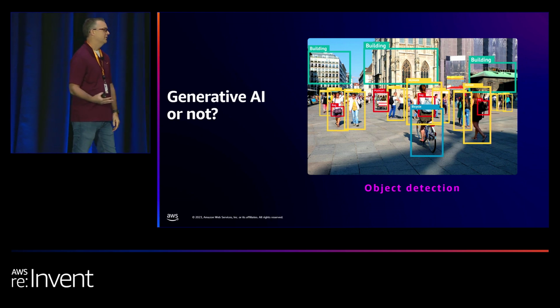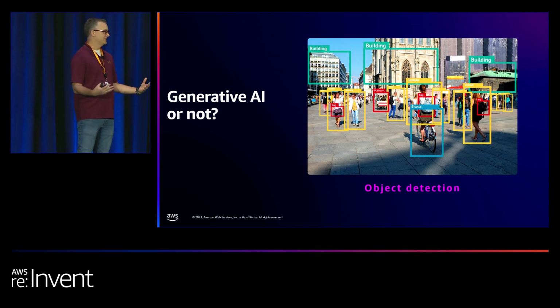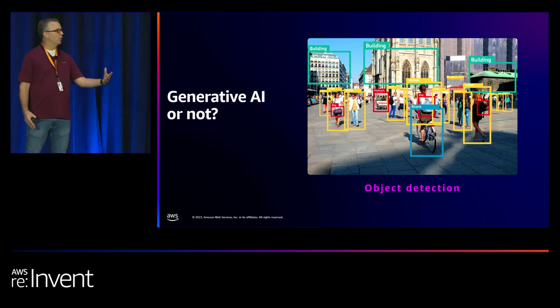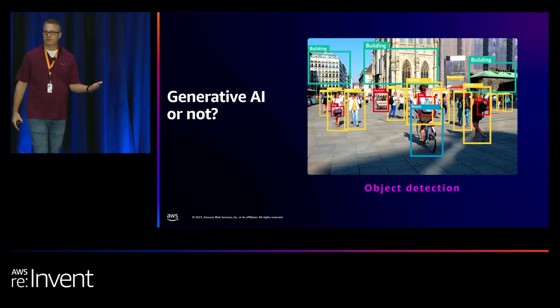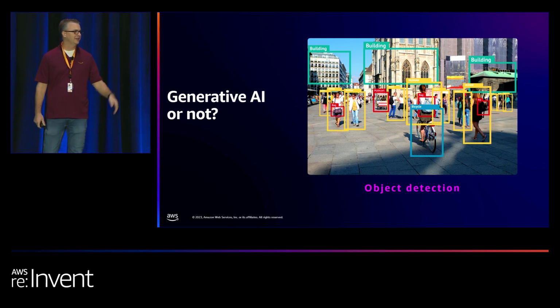And what we're talking about here is, can I take an image or video and say, tell me how many bicycles are in this image, or tell me how many women are in this image, or how many people are wearing a white shirt? Is that a good use case for generative AI or not? Raise your hand if you think it's a good use case.